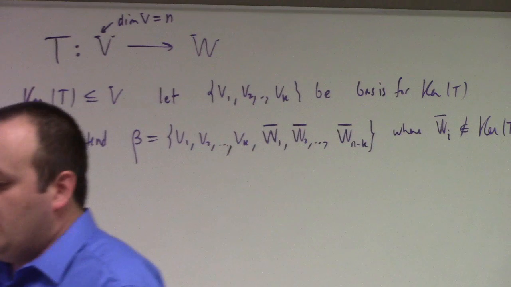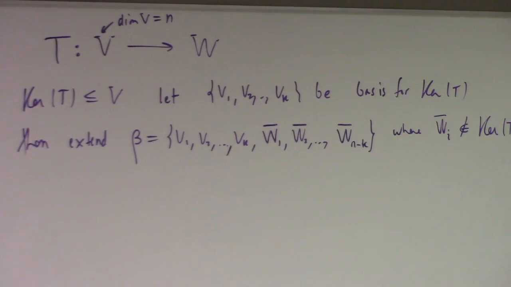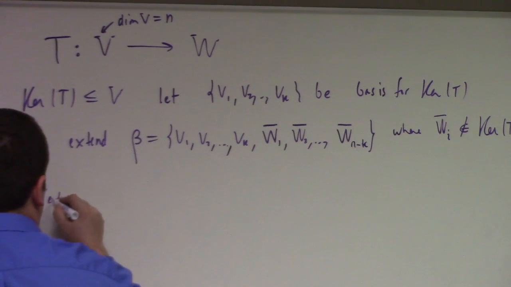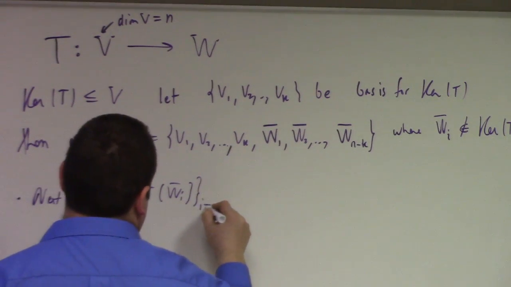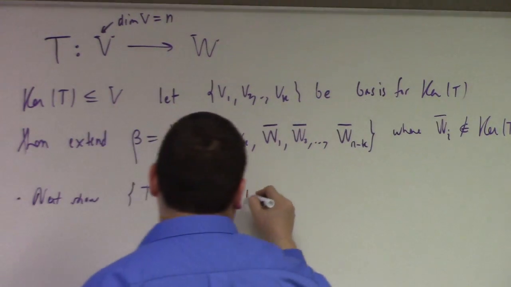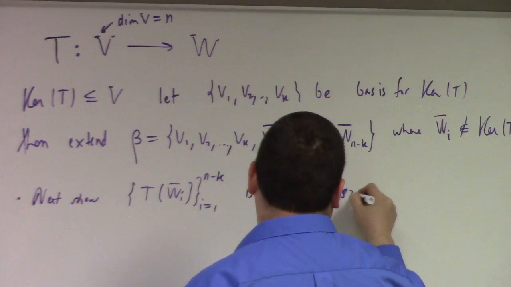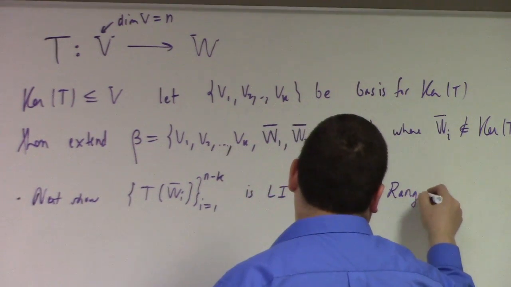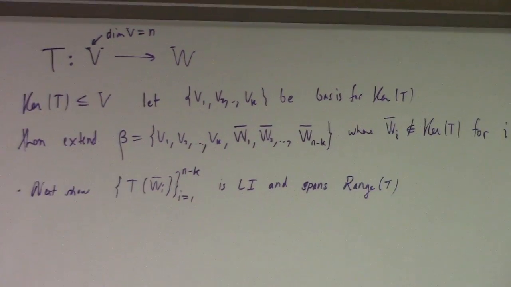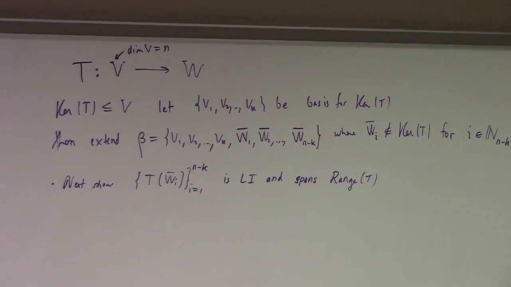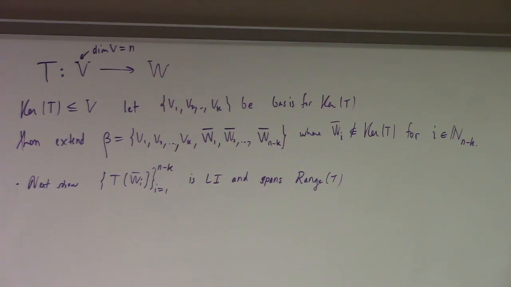I won't do the whole thing, but then what you do is you prove that the set of images, basically you can show, the next thing is, you show that if you look at the set T of W bar I, for I equals 1 to N minus K, it is linearly independent and spans the range of T. The argument I'm thinking of doesn't use coordinates or anything. It's just pure, you extend the basis and you construct things from outside the span. You show linear independence of this, like I'm saying. It's proof two in my notes that I'm thinking of.